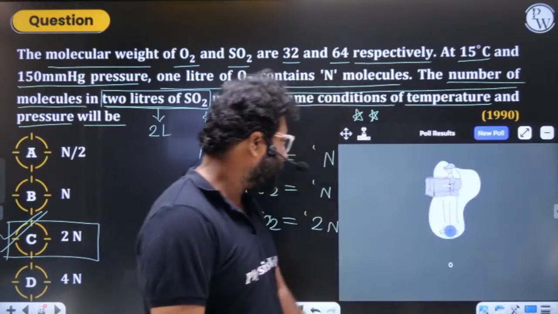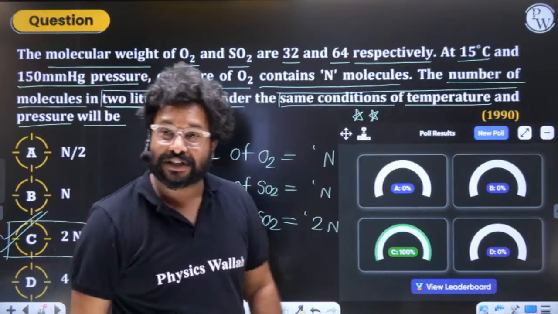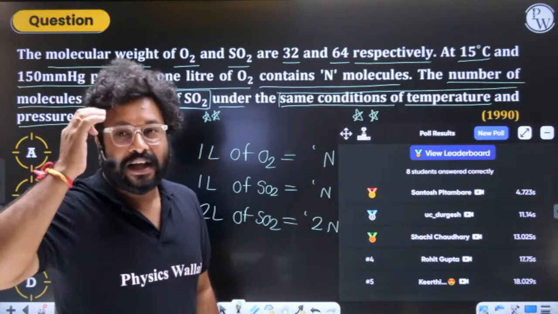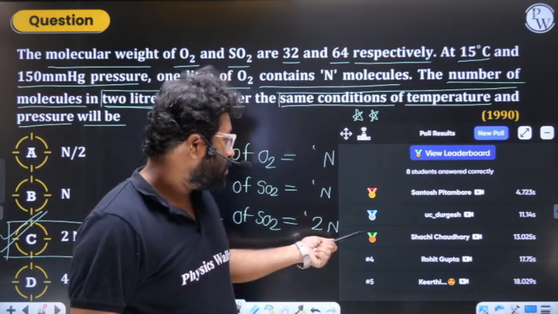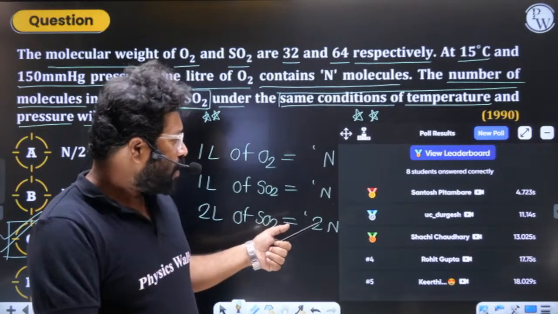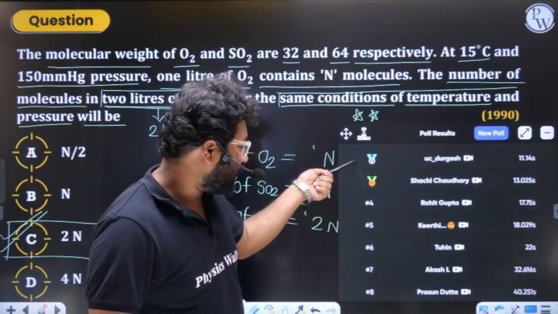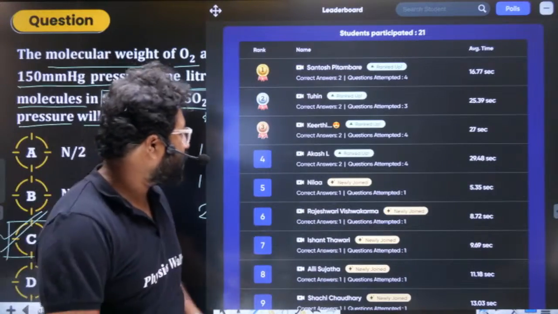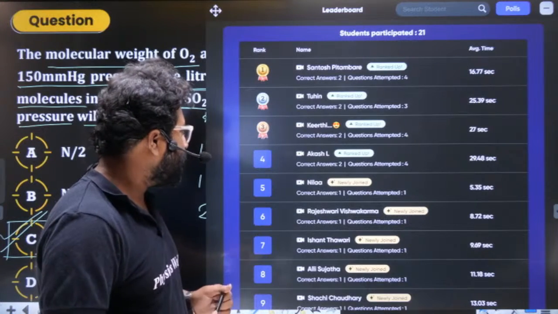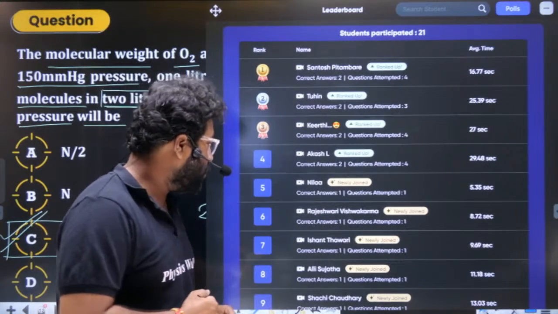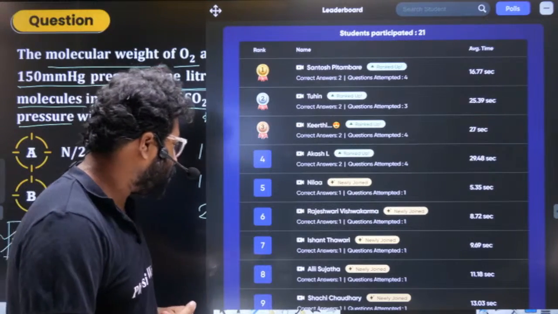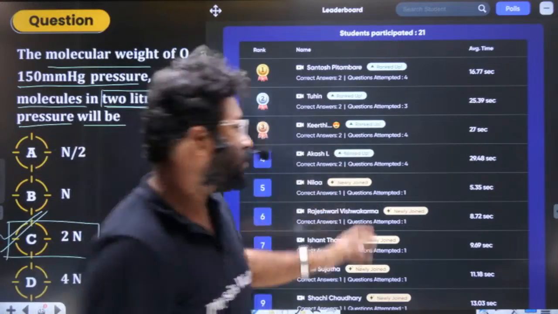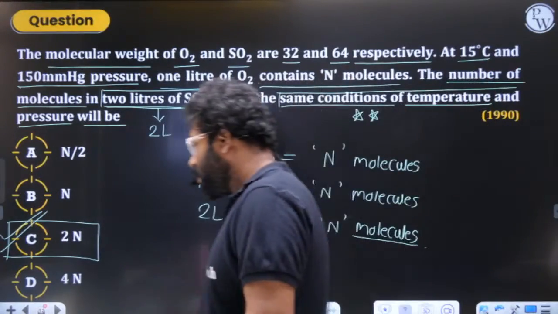How many of you have answered it correctly? Oh, cool. 100% of you have answered it correctly. But how much is the 100%? Yeah. So 8 students have answered it and all of them got it right. Cool. Santosh, UC Durgesh, Sachi Chaudhary, Rohit Gupta, Kirti, Tuhin, Akash, Prasun Datta. Cool. So Santosh Pitambare has ranked up. Tuhin has ranked up second. Kirti third. Akash fourth. Chalo, good. Fantastic. Neela, Rajeshwari, Ishant, Ali Sujata. These students have just joined. But go, very good. You cracked it. I liked it. Okay.